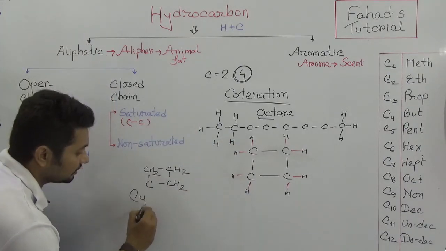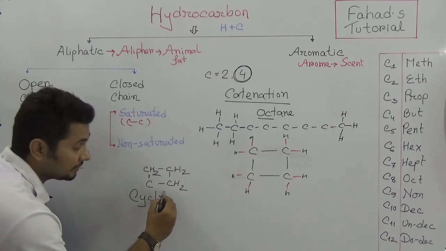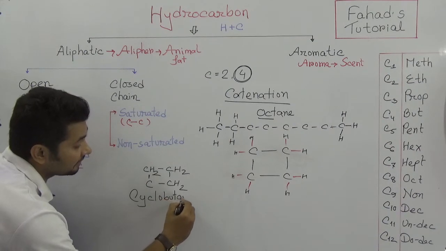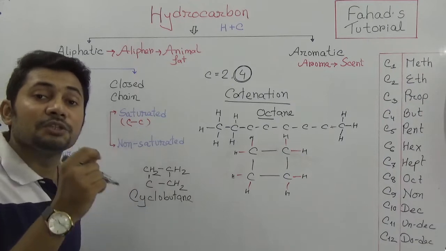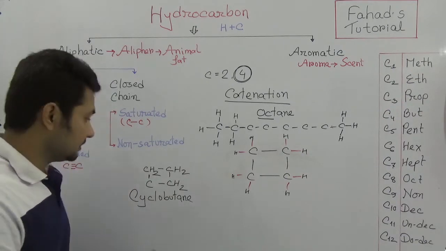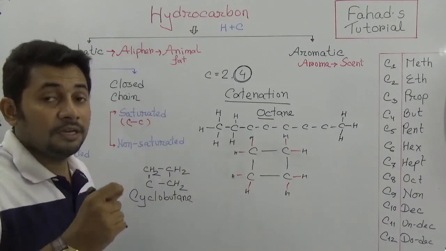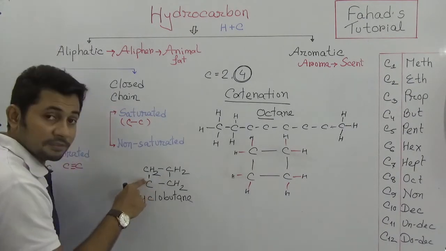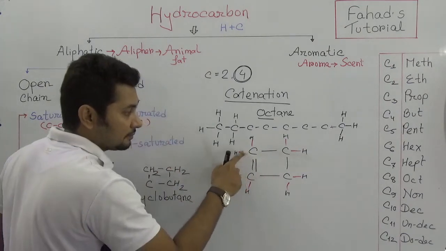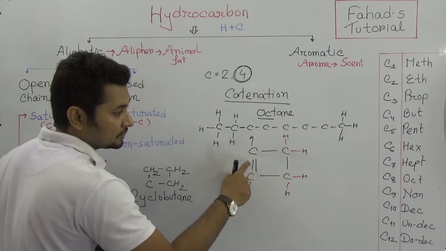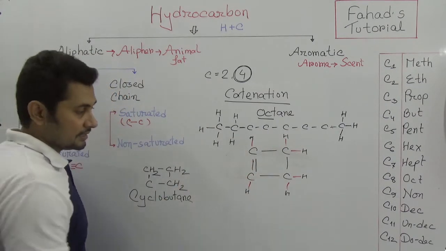So this should be cyclo, no space, cyclobutane. Why is this cyclobutane? Because there is no double or triple bond here. So if there is a double bond or triple bond, if there is a double bond, what would happen? If there is a double bond, so this carbon is occupied with 1, 2, 3 and 4. Similarly, this carbon would be occupied as 4 valence electrons.